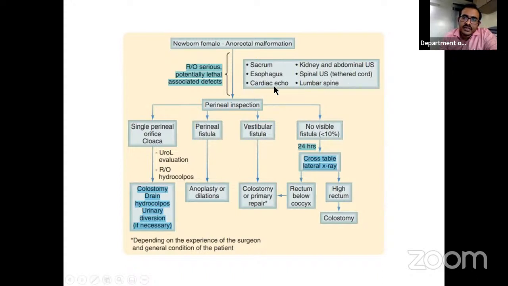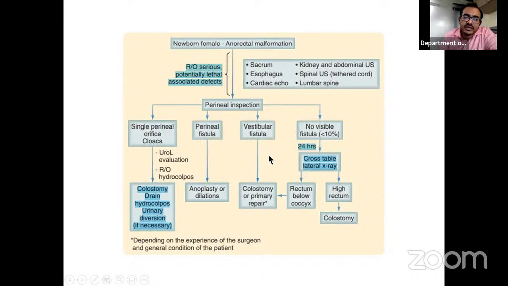You can do a cardiac echo to rule out cardiac defects, because these are defects very commonly seen in clinical practice. Now on perineal inspection, if there is a single orifice, that means the patient has cloaca. Do urological evaluation, rule out hydrocolpos, and do colostomy. If hydrocolpos is present, we need to drain it immediately. Otherwise, it will lead to obstructive uropathy, because the distended vagina compresses both ureters, which may lead to obstruction. Then if there is a perineal fistula, you can do anoplasty.